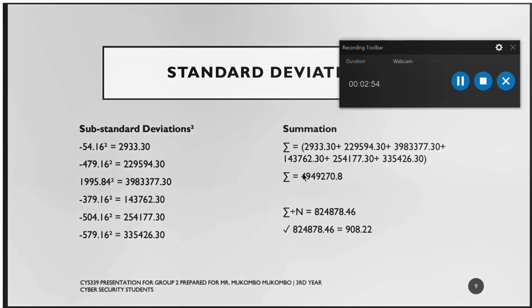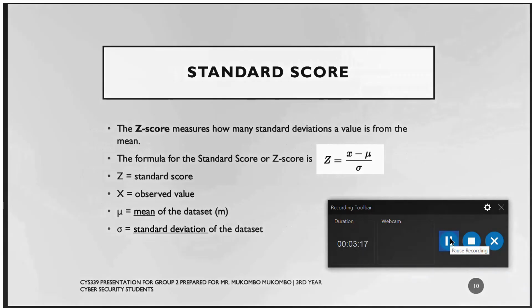Then the total will be divided by 6, which was represented earlier in the formula, and this is the answer. After all this is done, we will now find the square root of the answer to find the standard deviation. In this case, our standard deviation is 908.22.